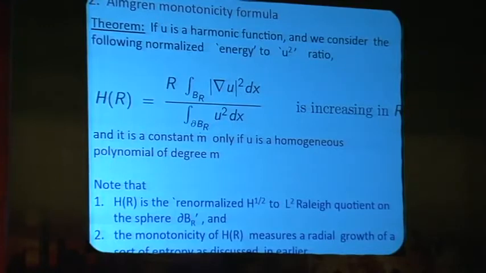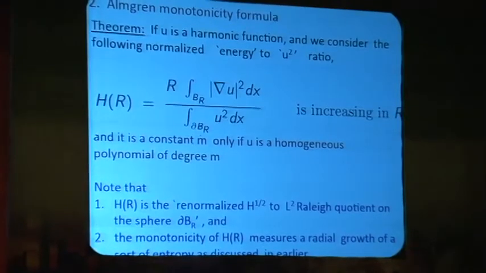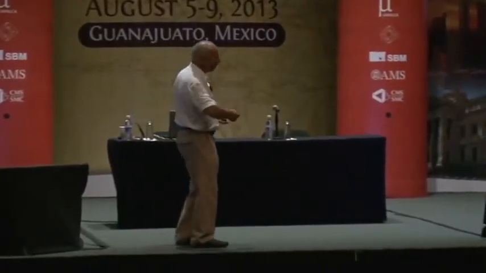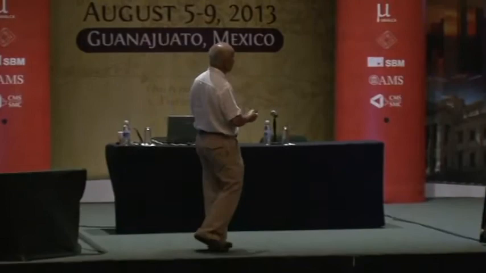So Almgren's monotonicity formula basically says that if you take a harmonic function and you look at the normalized Rayleigh quotient in the sphere of radius r, that grows with r. And the growth of a Rayleigh quotient is really a measure of disorder, right? In other words, the minimum of the Rayleigh quotient gives you the first eigenvalue, and as the Rayleigh quotient grows, it gives you more and more complex eigenvalues. Okay.